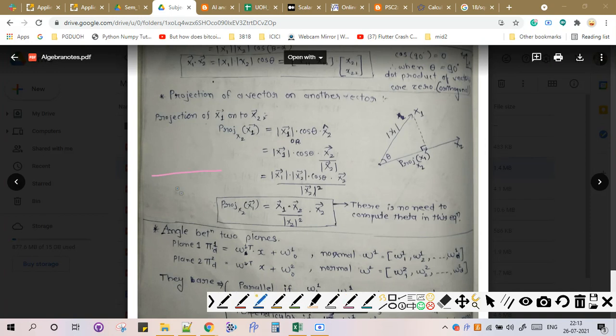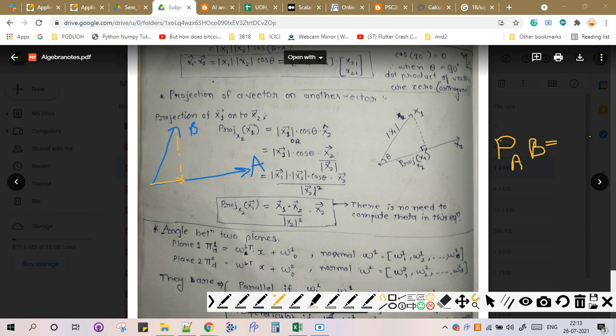Let me change the color here. Let's say we have one vector like this, any vector, let's say A, and we want to project vector B on it. So we are projecting this on this. So this is the projection of B over A. It is written like this. And always remember, this projection will always be in the direction of A. So the direction is represented by the unit vector.